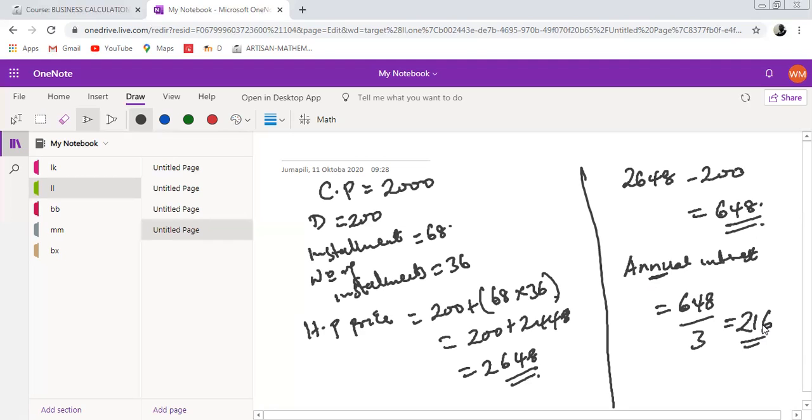So I want you to go to the questions that I gave. There are 3 more questions on the same, and try to do the same, apply the formulas, and try to find out whether you are able to solve them.